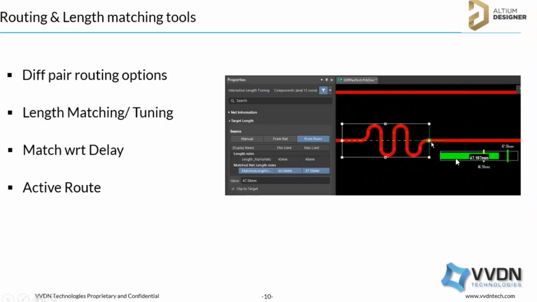This image shows that we have different options for the tuning, from rule or from net, so you can change it. And the corner of the serpentine means this delay tune. I think we used to say serpentine delay tune or tuning. Many names are there. So whether you want 45-degree or arc routing, that can be changed.